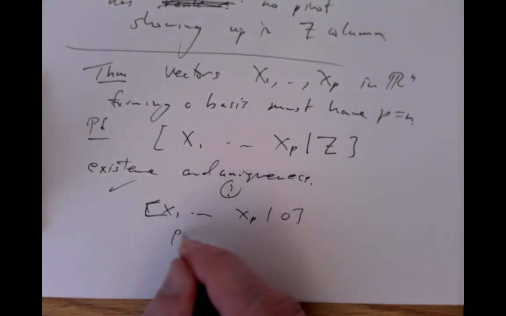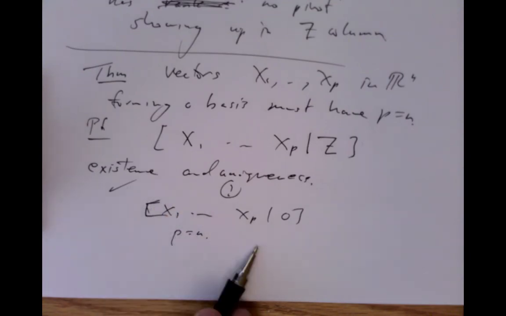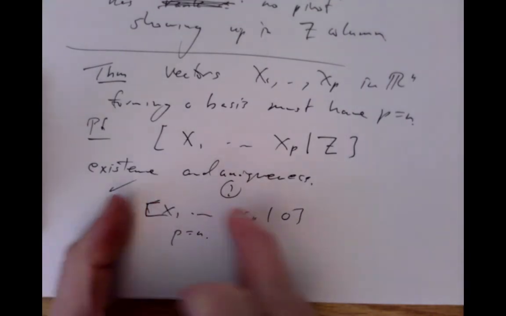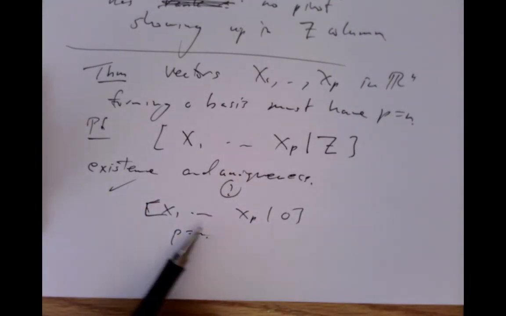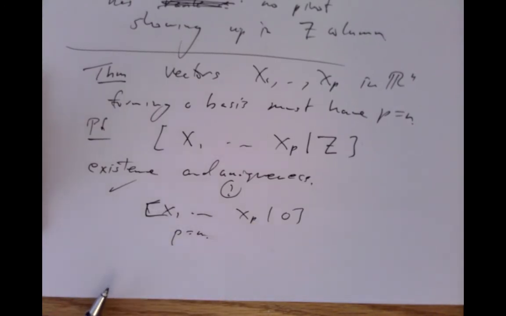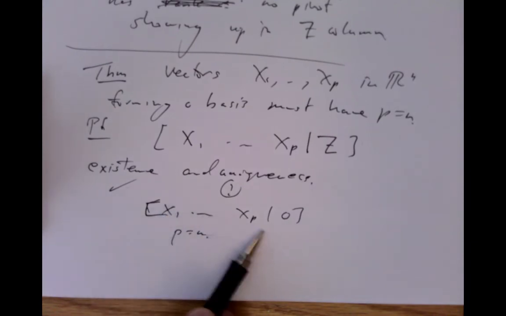So that means that p has to equal n to get a pivot for every single variable, because we've only got these p different columns here to solve for variables. We have to have one in each row, in a column going all the way down. And so p has to equal n.